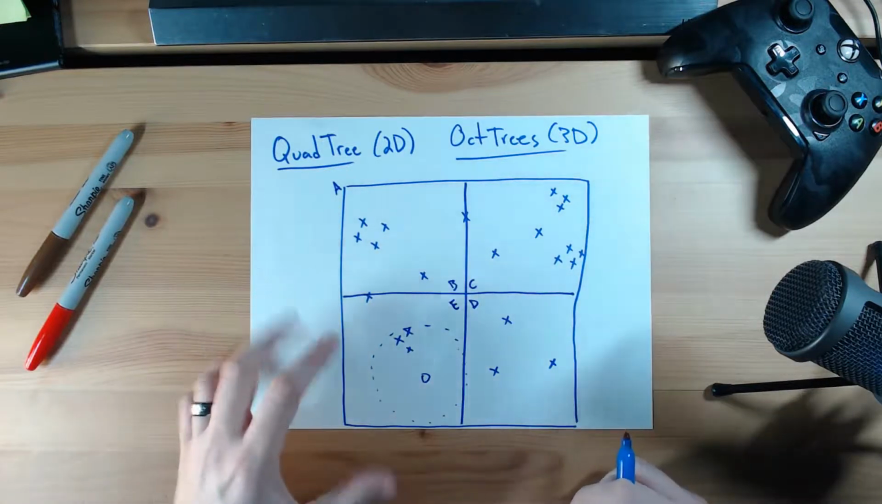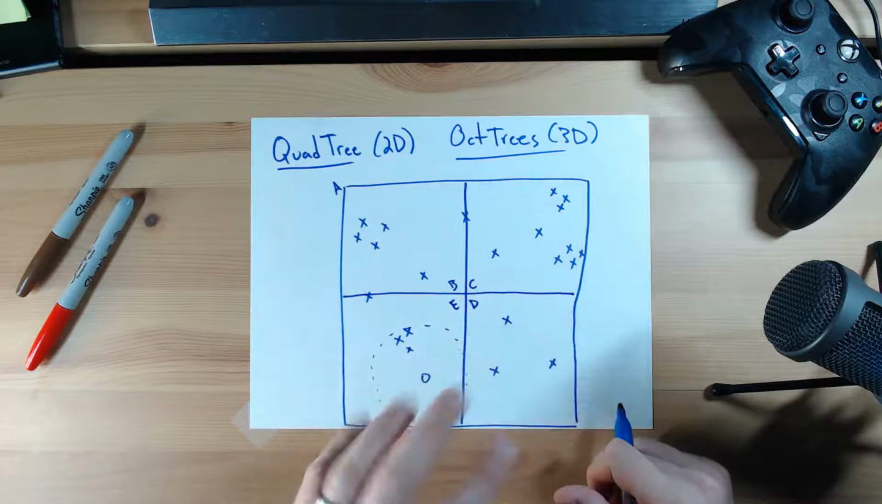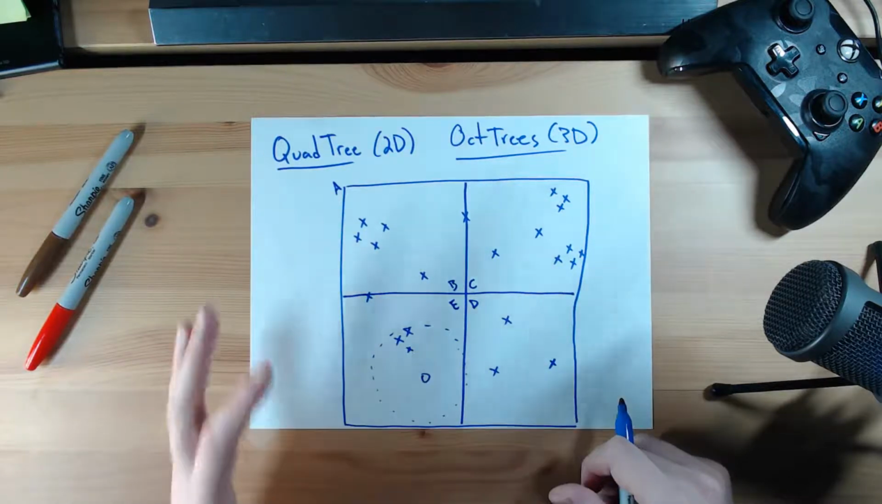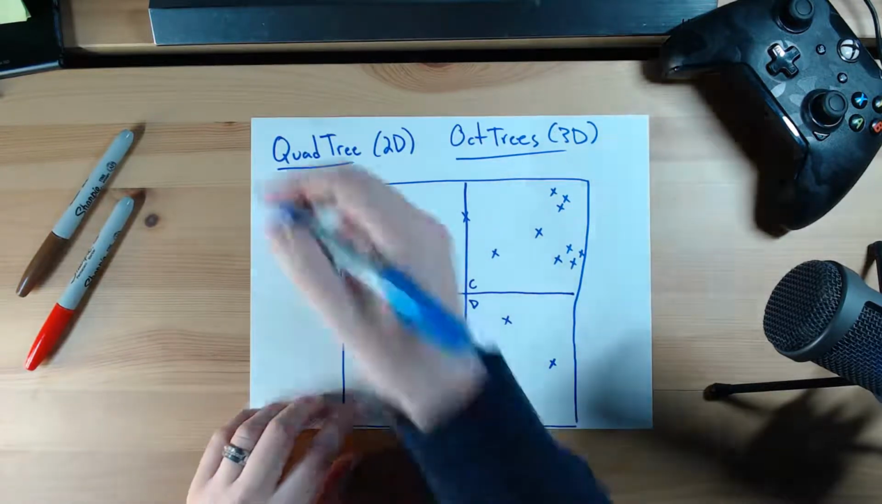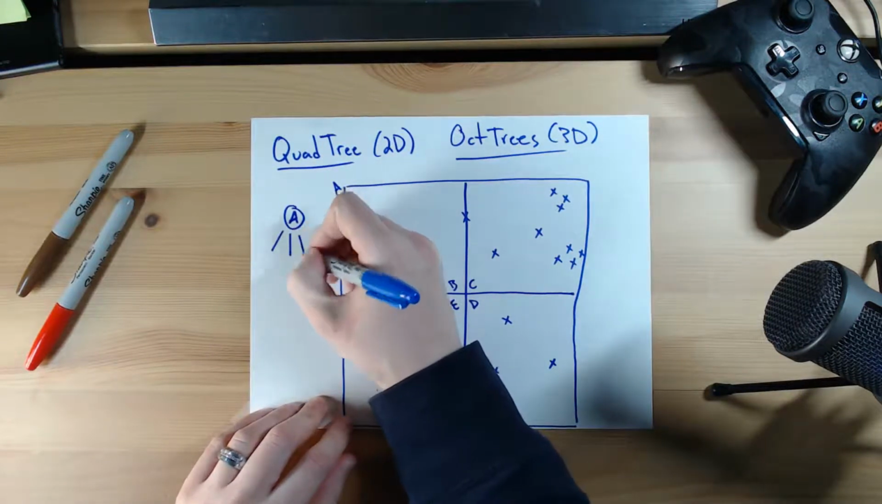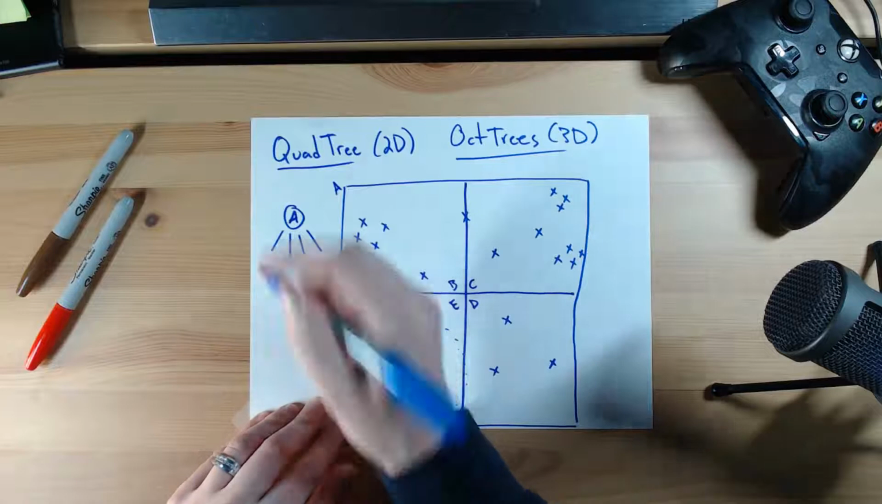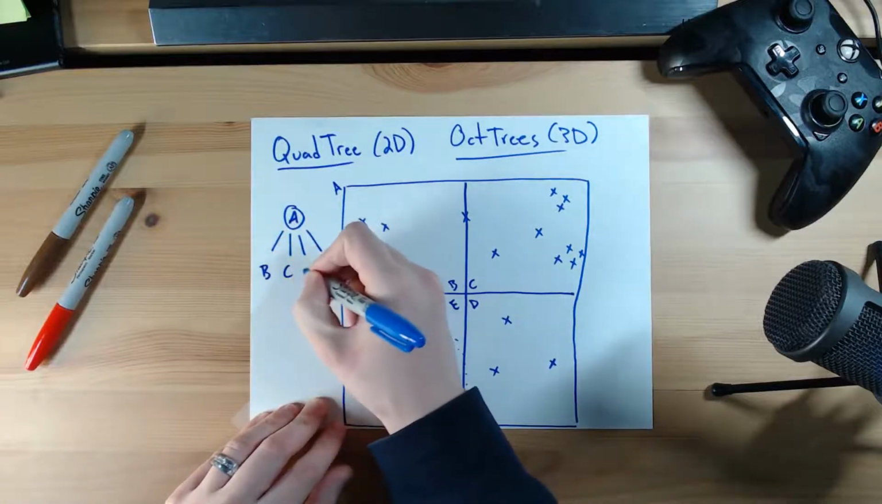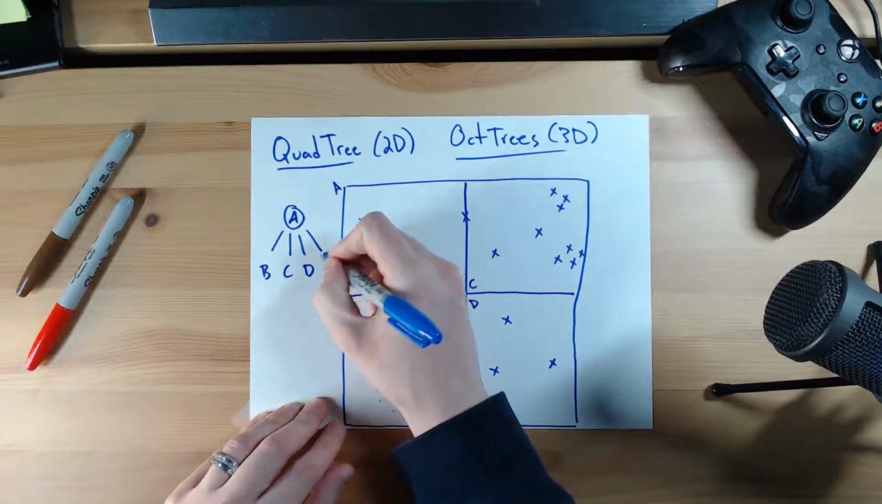This structure so far, where B, C, D, and E are all inside of A, could be represented by a tree data structure like this. Here's our node A, and then underneath this, we have 4 child nodes, B, C, D, and E.